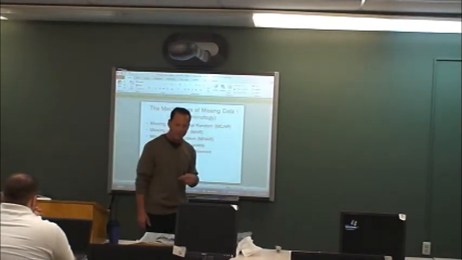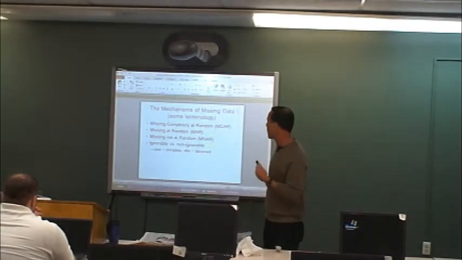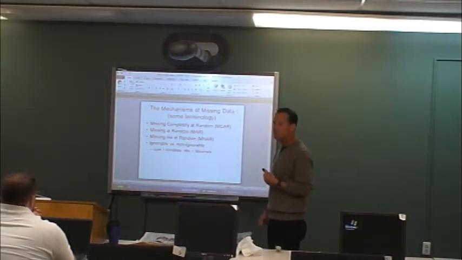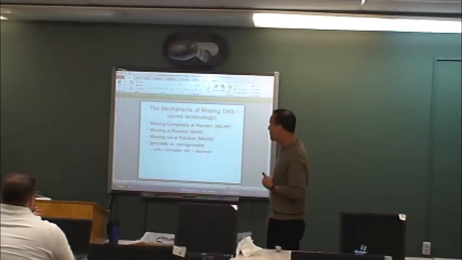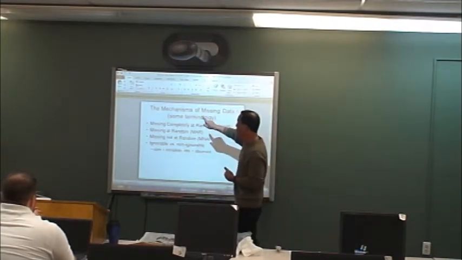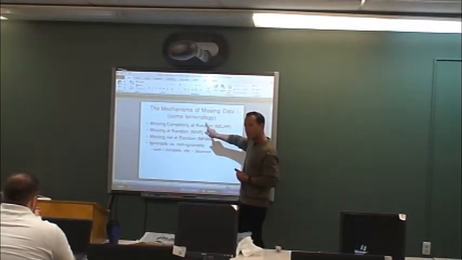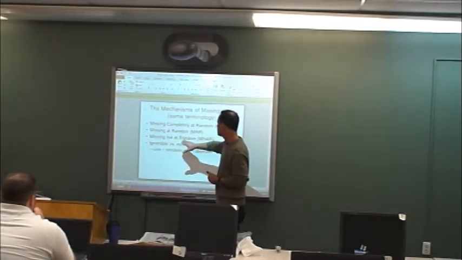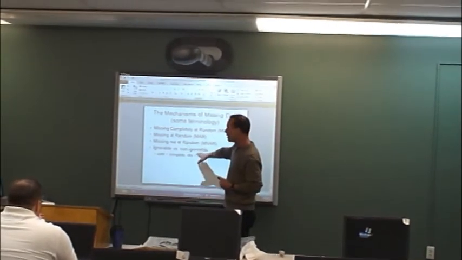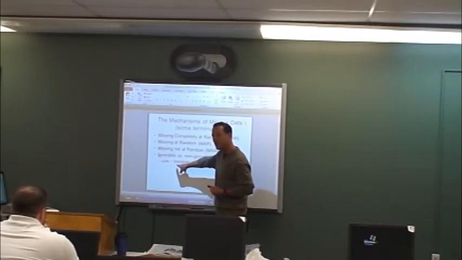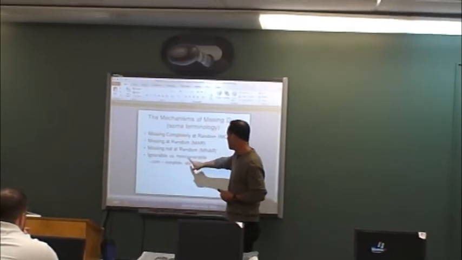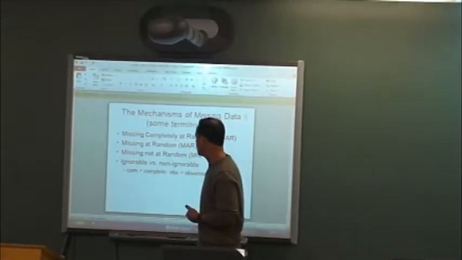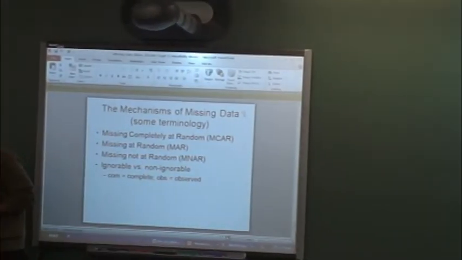Just briefly, I'm going through this kind of fast because we've had this before, but I want you to understand the mechanisms of missing data. Missing completely at random, missing at random, missing not at random. And it can be ignorable versus non-ignorable. CON means you got complete data. Chad has answered every question. OBS means observed. Oops, guess what? There's some missing data.